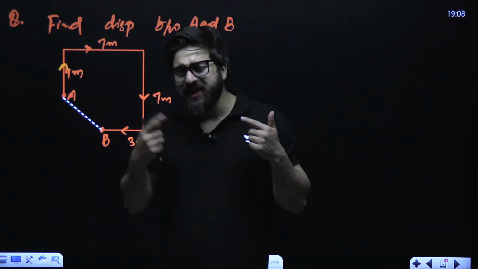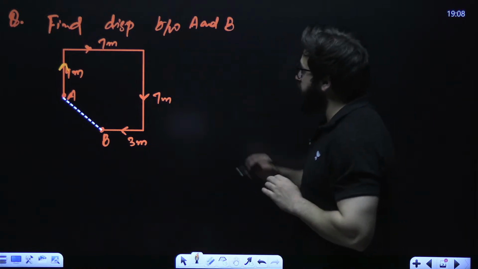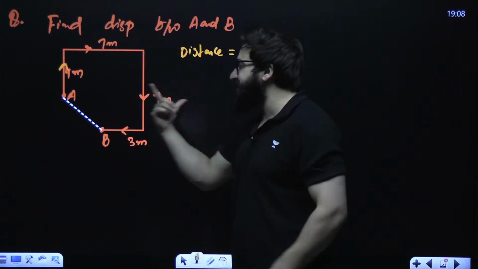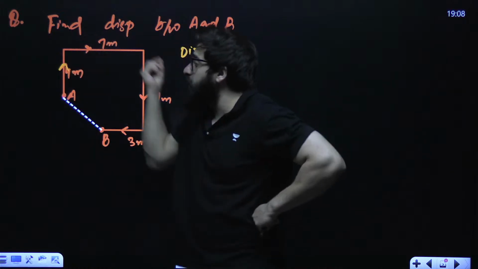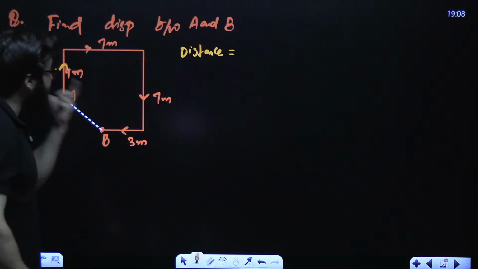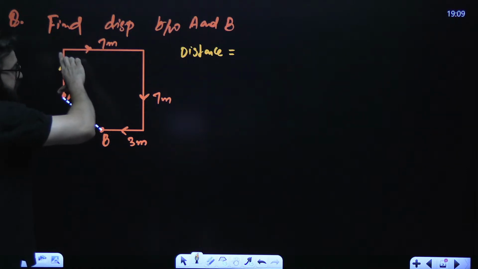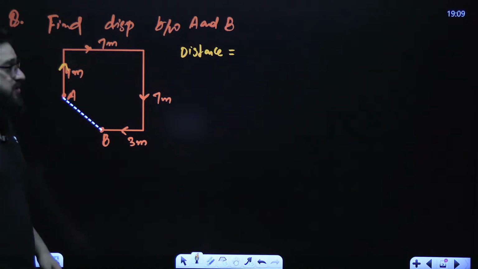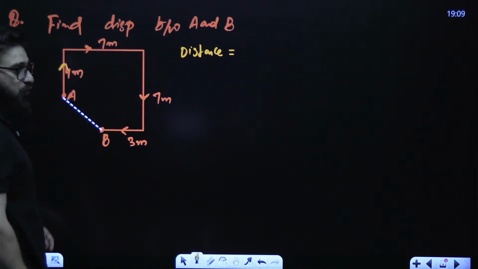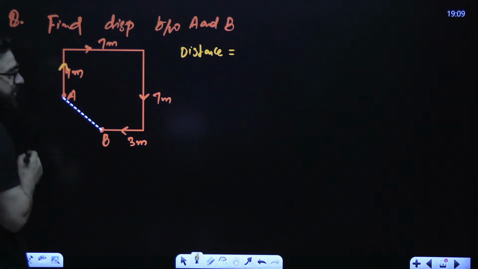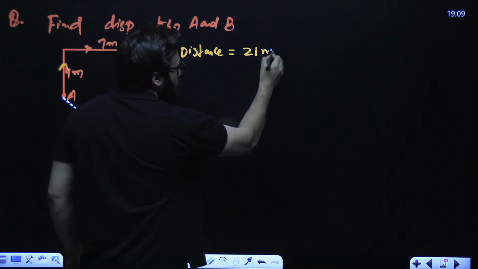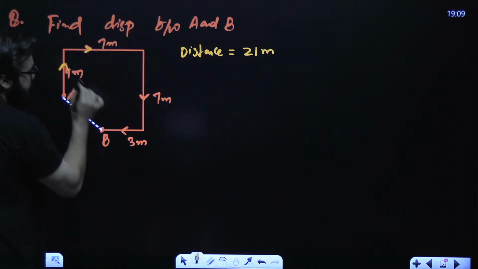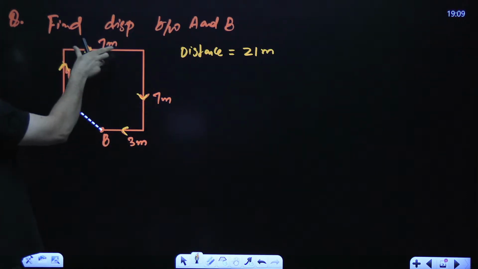Sir, when it comes to the total distance covered, listen to me very carefully. Total distance covered is basically the actual path traveled. How much path has it actually covered? This is 4 meters, this is 7 meters, and this is also 7 meters, and this is 3 meters. So 7 plus 7 is 14, 14 plus 4 plus 3 comes out to be 21 meters. So the actual path covered by the particle is 4 plus 7 plus 7 plus 3.